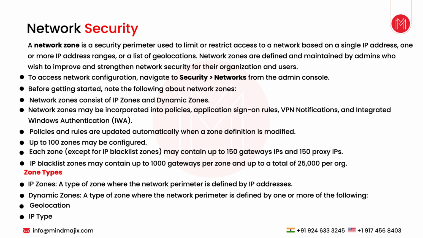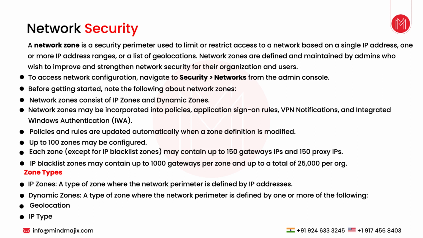Network zones may be incorporated into policies, application sign-on rules, VPN notifications, and integrated Windows authentication. Policies and rules are updated automatically when a zone definition is modified, and there may be 100 zones configured in Okta. So there can be up to 100 zones. You can configure different types of zones in Okta. Each zone may contain 150 gateway IPs and 150 proxy IPs.